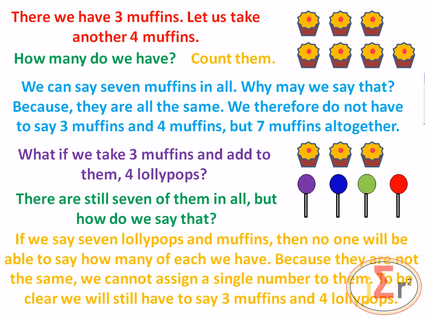To be clear, we will still have to say 3 muffins and 4 lollipops. So we cannot just give a single number or a single collective name for them. We still have to say that we have what? 3 muffins and 4 lollipops, because they are not all the same. Because if we say there are 7 of them, it will not be clear how many of each we have. And the information will not be sufficient, or it will be deliberately misleading.